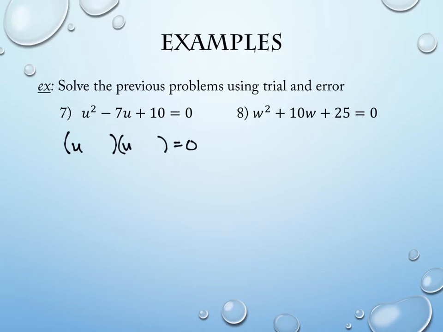The next thing you do is you look at your signs. The sign at the end, which is positive, tells you that your two signs have to match. It means that the signs that go after the u are either both positive or both negative. Okay, that's what this is telling you. This one tells you that I have matching signs.